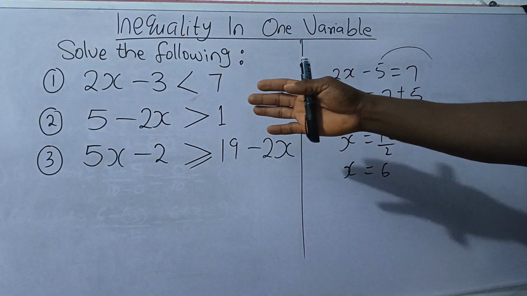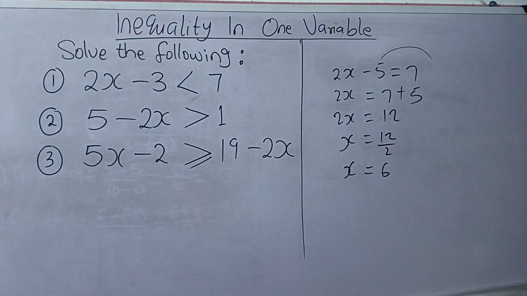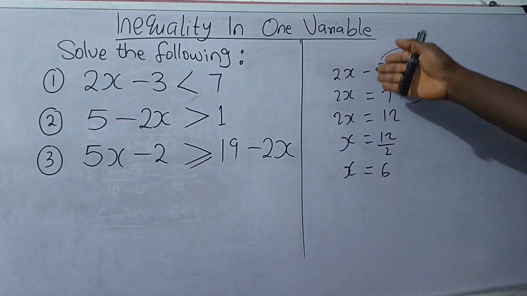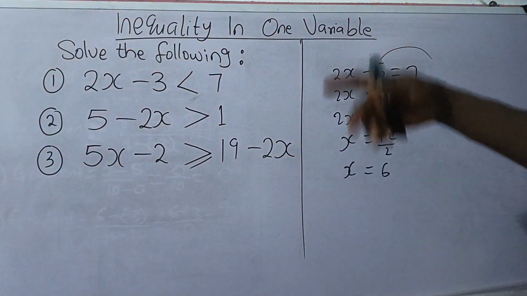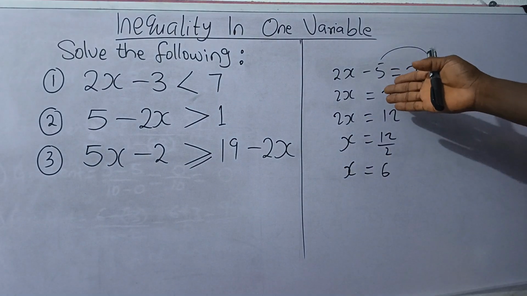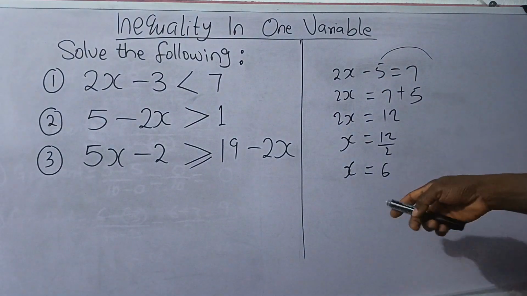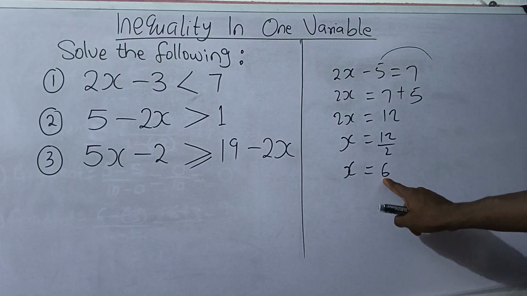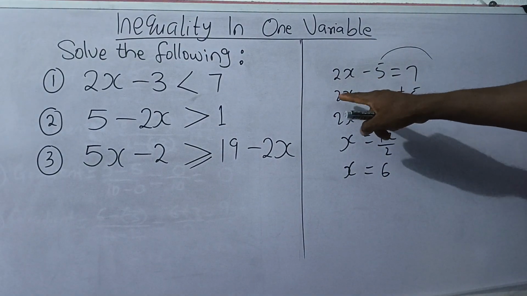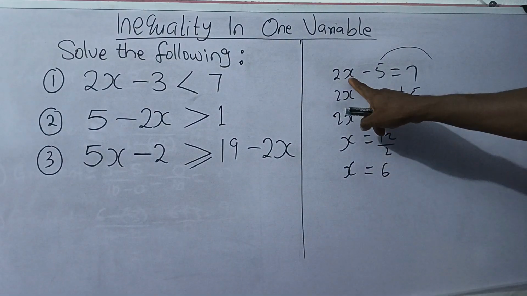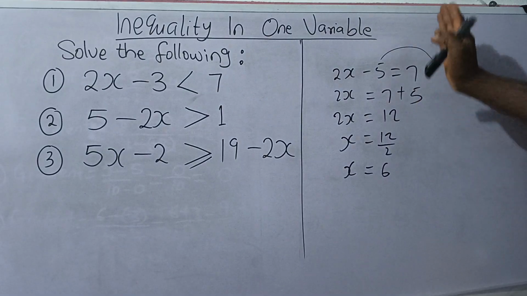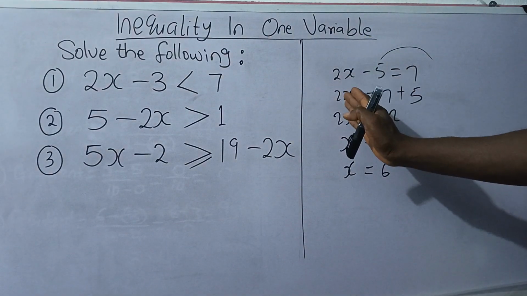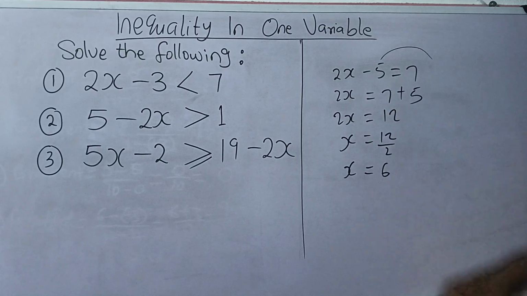So both of them use the same concept, the same approach in resolving the problems. But what differentiates them is the sign of inequality and that of the equality sign. Inequality means not equal, whereas a simple equation simply means equal. Because when I substitute the number 6 here, we have 2 multiplied by 6 in place of x. That gives us 12, and 12 minus 5 gives us 7. So what you have at the right hand side is equal to what you have at the left hand side. And that's why we're making use of the equality sign.